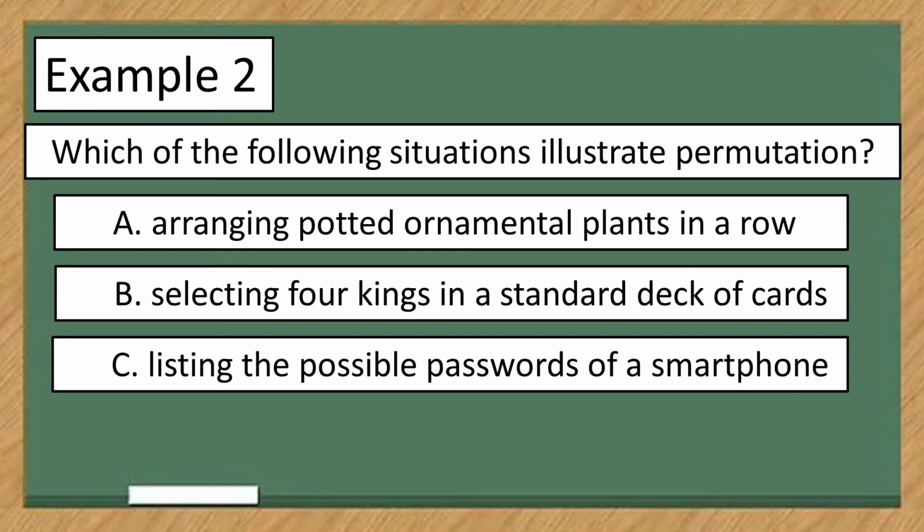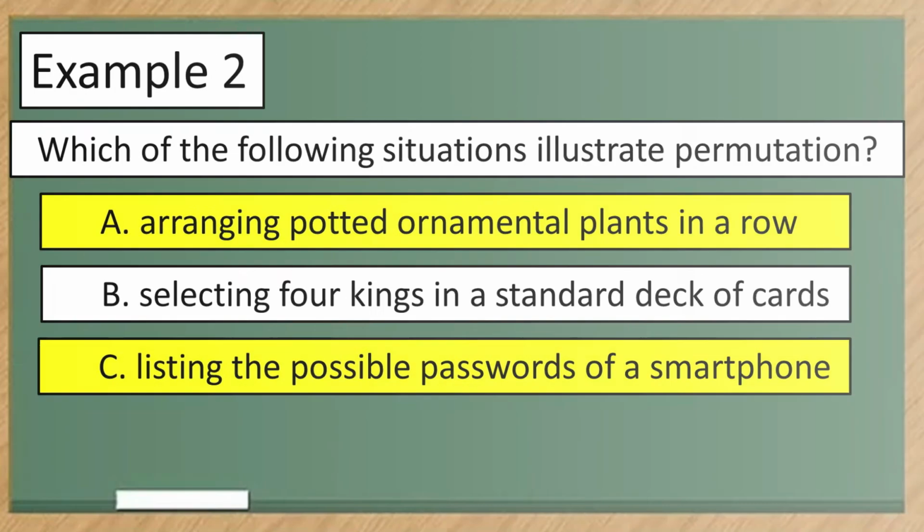If your answers are A and C, you are correct. Situations A and C show permutation. Order or arrangement is important in these cases. Situation B does not show permutation since the task is only to select or choose 4 kings. Order, whatever it is, does not matter.